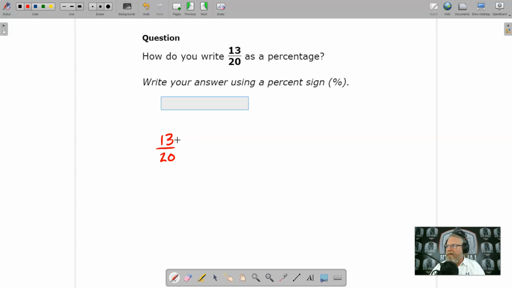So first, 13 over 20. Well, let's get to a percent. So parts of 100, right? Well, 20 times what is 100? 5. So let's multiply 13 times 5 as well. And that's going to be 65. So 65 100ths, or 65 parts of 100. So 65%.